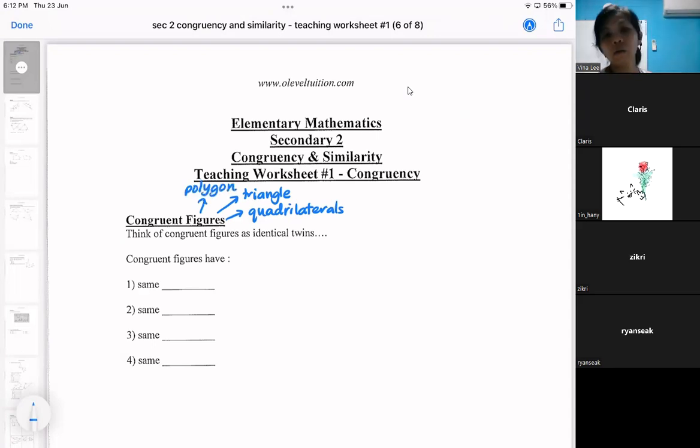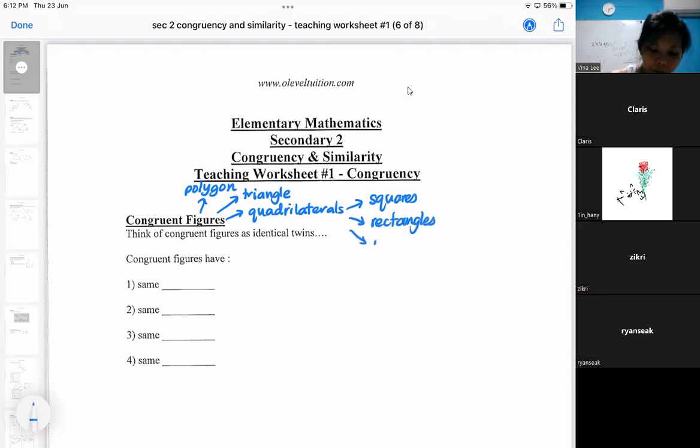So I can have congruent triangles. I can have congruent squares, congruent rectangles, congruent parallelograms. So no matter what, the moment you see the word congruent, you think of them as identical twins. That means they look exactly the same.